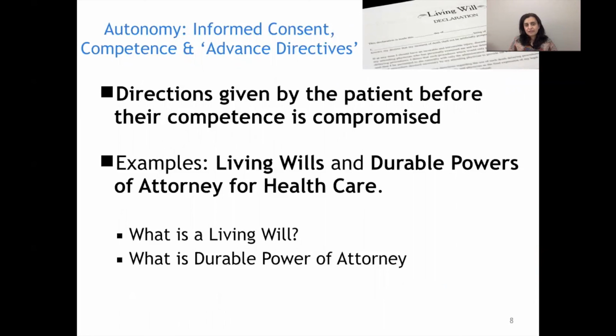Then there's the advanced directives, which I'm sure many of you know about. That's where directions are given by the patient before their competence is compromised. So living wills, durable power of attorneys for healthcare are examples of those advanced directives, and they are articulated, they are written, and they are clear as to what the person would want in circumstances, usually through a living will, where it's quite clear then what the person wants to happen in certain decisions with respect to their healthcare, such as the do not resuscitate directives.